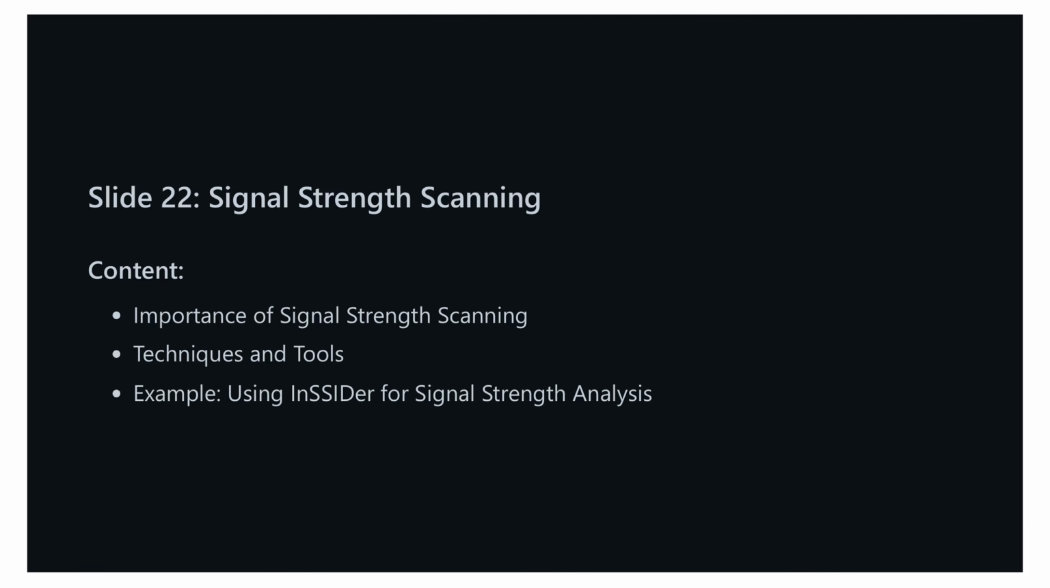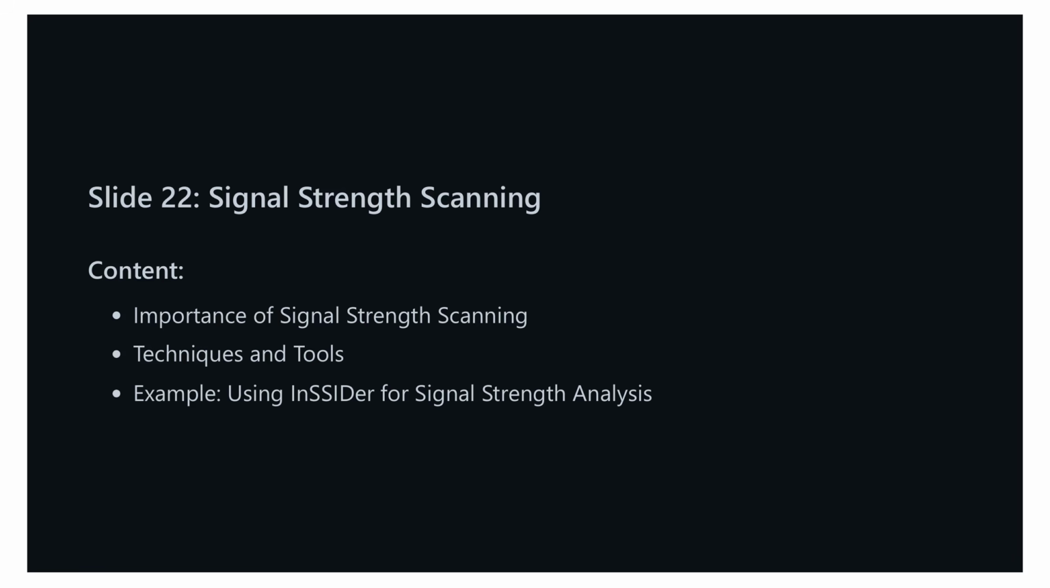Accurate signal strength measurement helps in determining the range and reliability of wireless networks. This scanning provides insights into connectivity issues, coverage gaps, and potential interference sources. There are different techniques and tools available for signal strength analysis. One prime example is Insider, a robust tool widely used for this purpose.